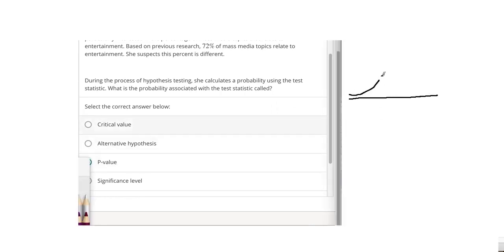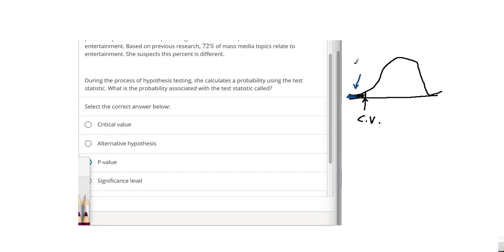Here's that drawing again, even worse this time. Let's say this is the critical value, the critical value that you get from that table. This is the rejection region. And then you can get a test statistic. You decide to reject the null hypothesis if this is where your test statistic is, somewhere beyond the critical value.